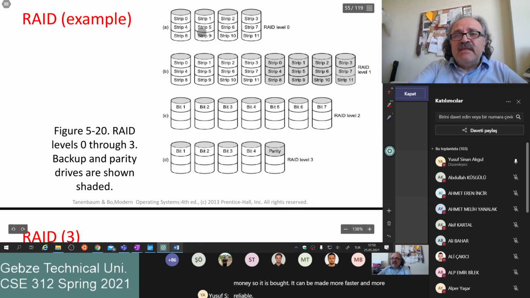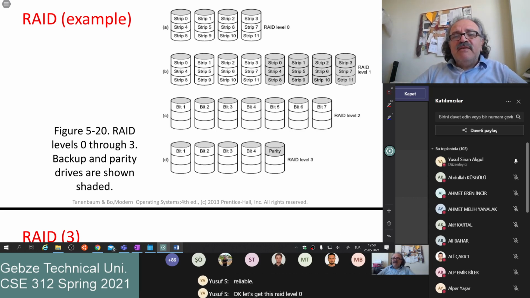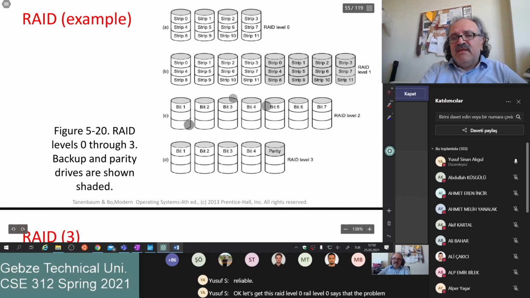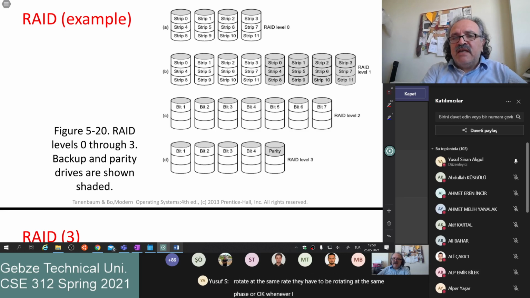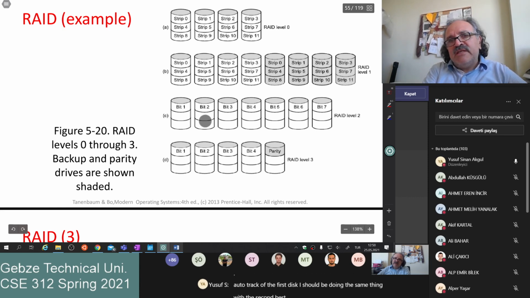Okay, let's look at this RAID level 0. RAID level 0 says that the problem with this approach, other than the reliability, is that these disks have to be synchronized. They have to rotate at the same rate and at the same phase. Whenever I access sector number 0 in the outer track of the first disk, I should be doing the same thing with the second disk. This is kind of difficult to satisfy.